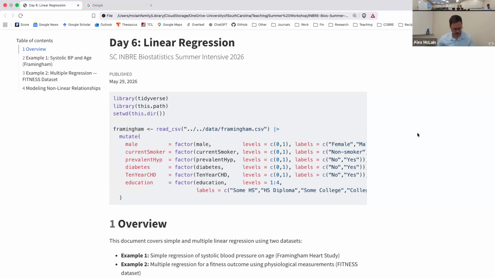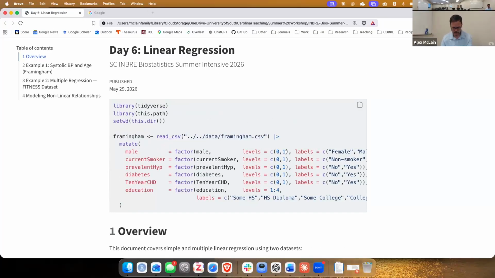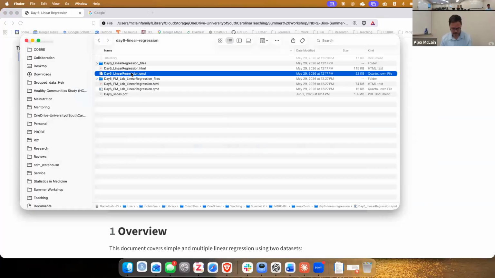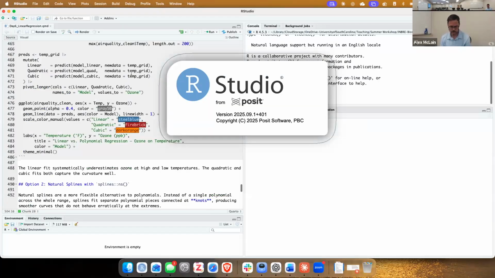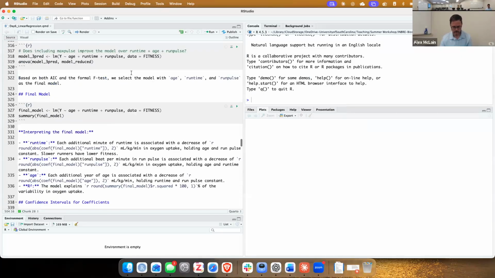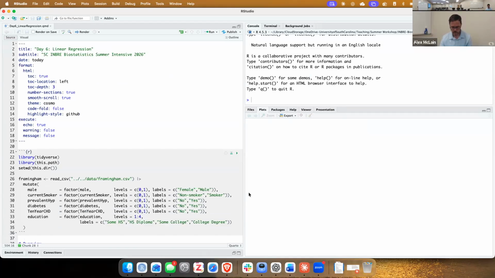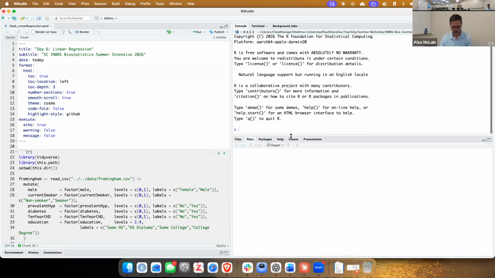Since everyone was here last week, you kind of know how these Quarto documents work. While I'm going to have this open, I'm also going to open the actual .qmd file. So I'll give you a second to do that on your end, and then you can run these things while we're doing them. You can see them yourself.